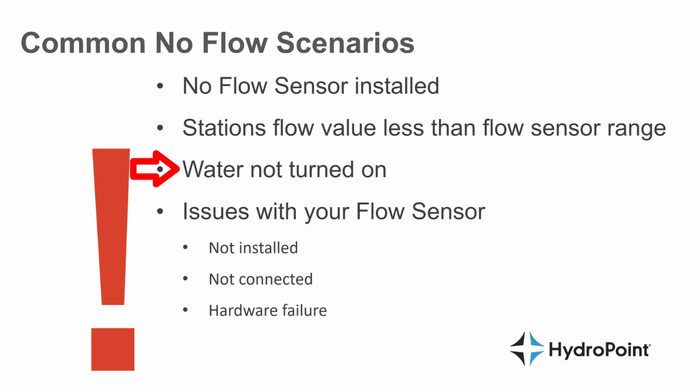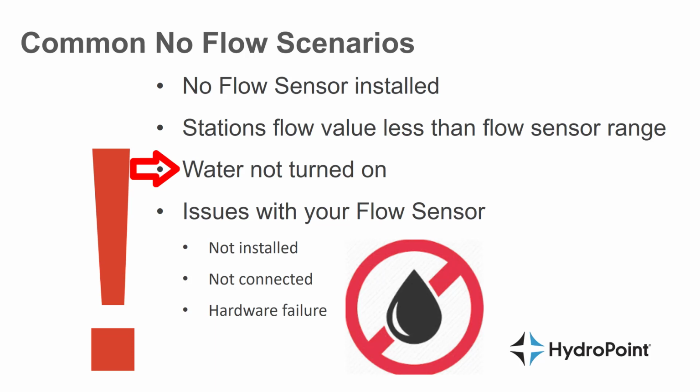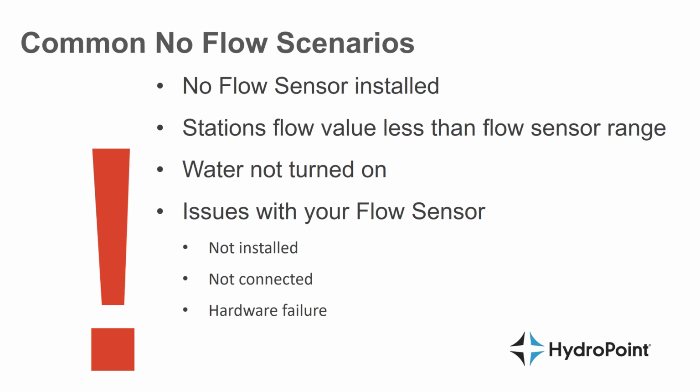But if the system is on and measuring properly and you start to get no flow alerts, this commonly means that your water has turned off in the field and you need to visit the site and look for a closed backflow or isolation valve that will prevent the system from running. And the final common scenario for no flow alerts is when you have technical issues with your flow sensor, like it's not connected or communicating, or there's a hardware failure that's preventing it from measuring correctly.